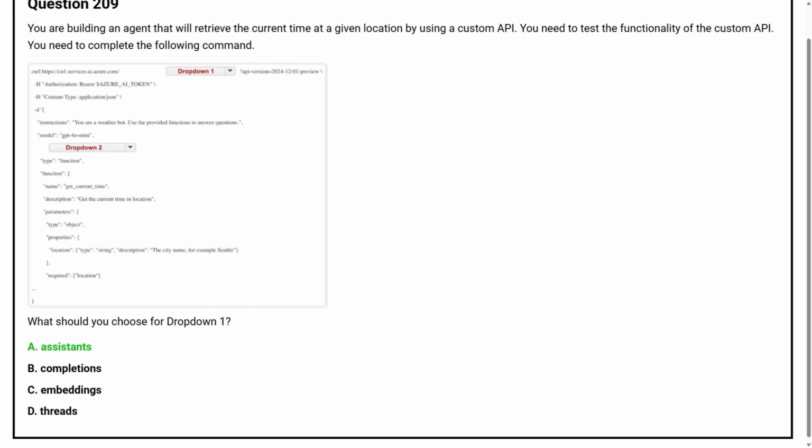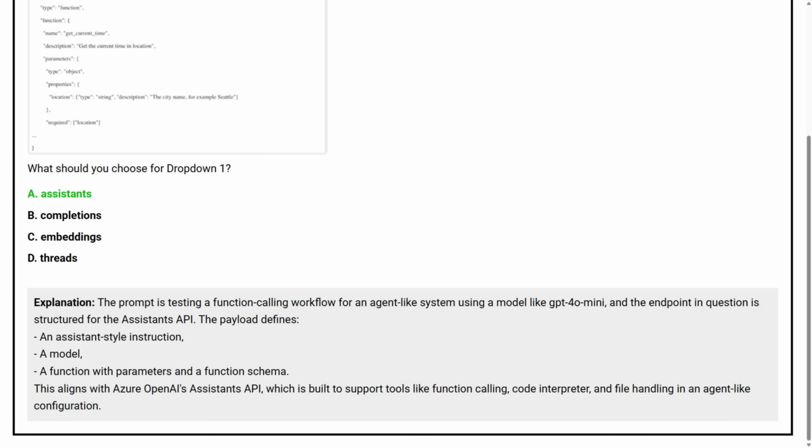The correct answer is option A, assistant. The prompt is testing a function calling workflow for an agent-like system using a model like GPT-4o Mini, and the endpoint in question is structured for the Assistant API. The payload defines an assistant-style instruction, a model, a function with parameters, and a function schema. This aligns with Azure OpenAI's Assistant API, which is built to support tools like function calling, code interpreter, and file handling in an agent-like configuration.